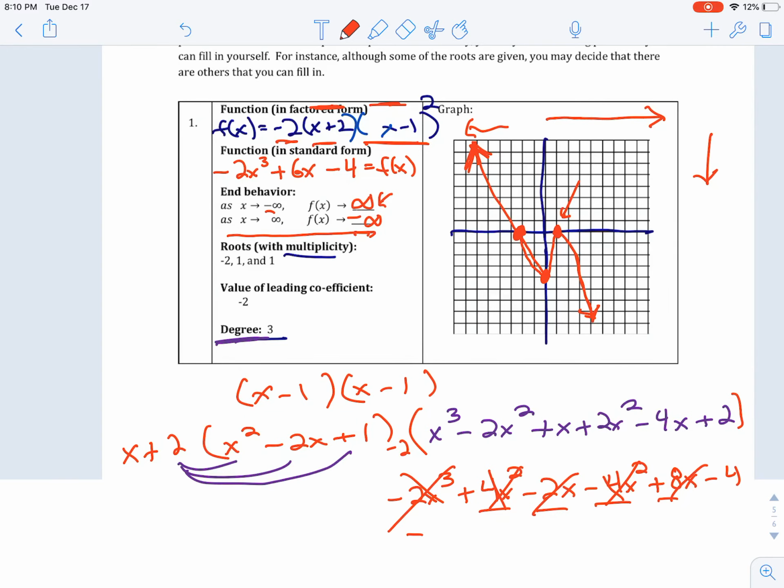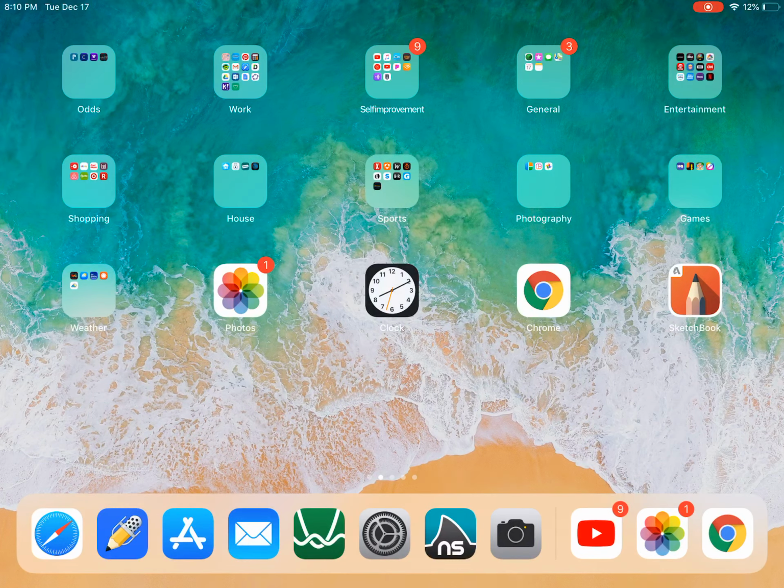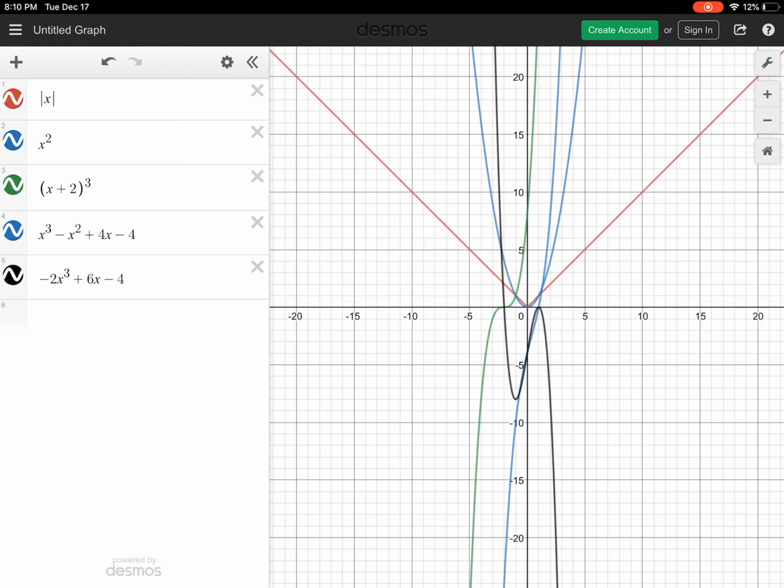Okay. So I wanted to talk about a couple other things in Desmos about even and odd functions, okay? So I plugged some in here that are even and odd and neither, okay? So the first one, which is the absolute value of x, is the V, okay? That's even. All even functions are going to be symmetrical on the y-axis, okay?